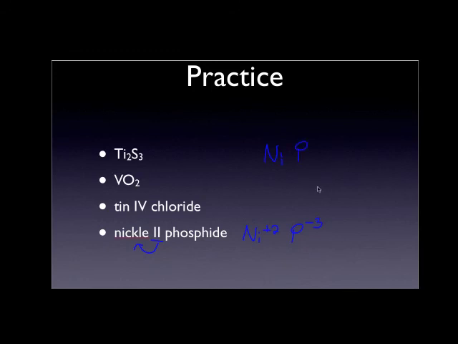So we have Ni, P. We write the symbols. Then we're going to crisscross them. Let's see if I can do this. Ni has a 3 at the bottom, and the phosphorus has a 2 at the bottom. It's already reduced. We don't need to remove anything. There's no 1s, so it's Ni3P2. Nickel 2 phosphide.